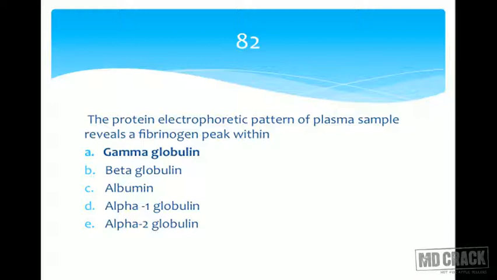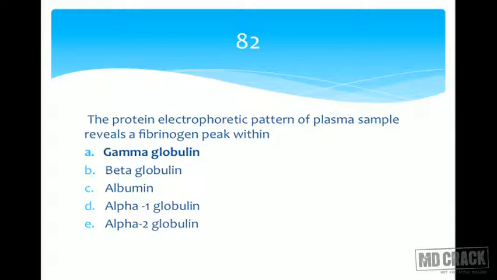Whereas if we add an anticoagulant and draw blood into it, what will happen? After some time the blood is not going to clot because you have added an anticoagulant, and when we centrifuge it, the RBCs settle down and we get a clear fluid at the top. This clear fluid, we call it plasma. That is the difference between serum and plasma. Now plasma contains fibrinogen. Why? Blood has not clotted, so fibrinogen is not used up. So when we subject plasma to electrophoresis, it will be different from the serum electrophoresis.